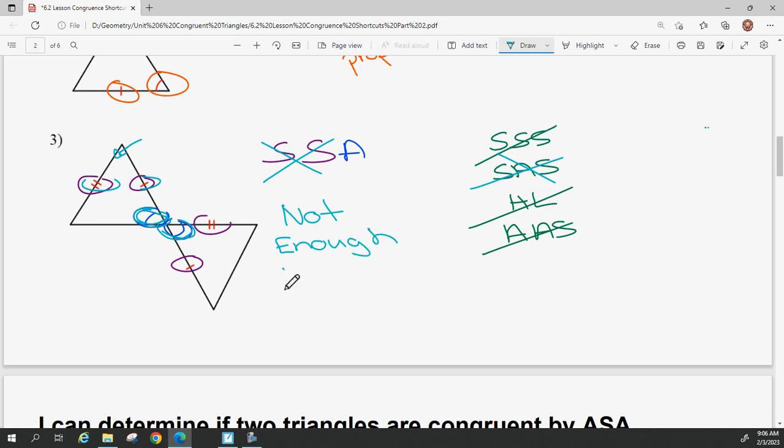Like I said in the last lesson, these might look like they're congruent, and they might in fact be congruent, but right now, as it stands, we don't have enough information to use one of our shortcuts to say they are.